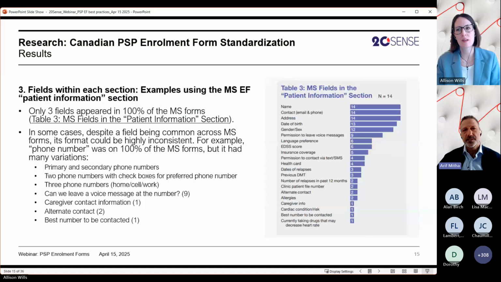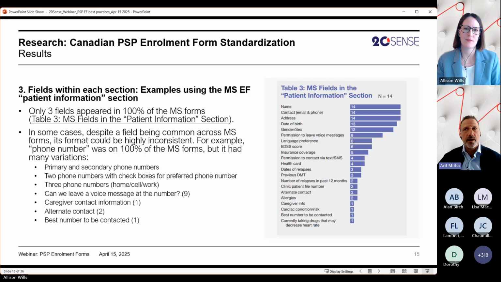So those were the section titles: was there a section, and what was the title? Now looking at the fields within each section, and this again got very complex. On this page we're just looking at MS and the patient information section, just as an example of what we saw. It's probably easiest to read the graph on the right. Only the first 3 fields were on all 14 of the MS forms: name, contact, and address.